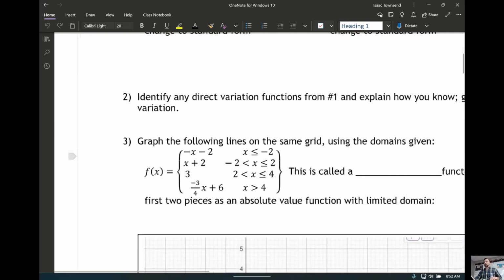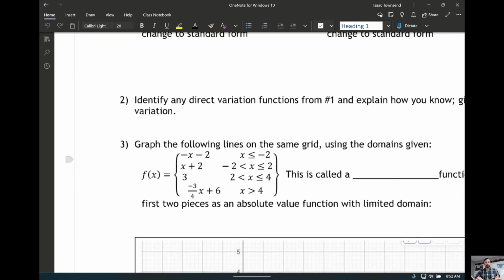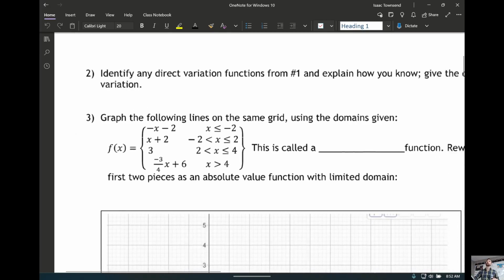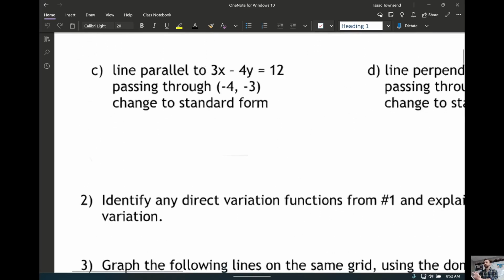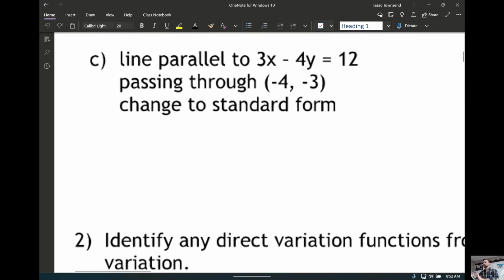All right, so just from the front page, based on how much time I gave you, are there any parts of number 1, number 2, or number 3 that you'd like me to go over? C on number 1. Number 1, C, sure.